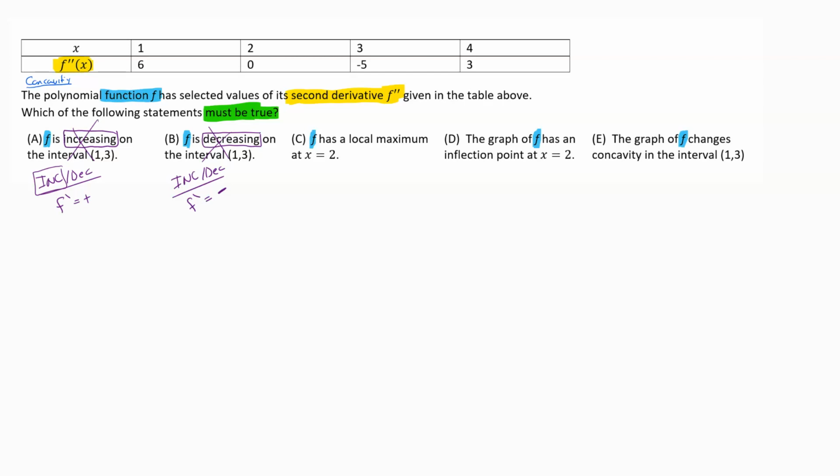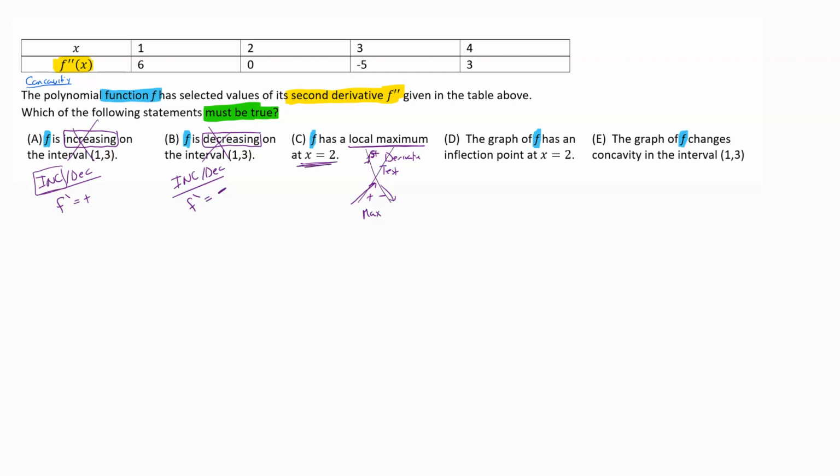Looking at C right now, f has a local maximum at x equals 2. When I talk about local maxes and mins, my first thought is again first derivative, because when we do that, we have the thing called the first derivative test, where if the graph is headed up and positive and down and negative, then we'd be looking at a max in that situation. So we again don't have any of that first derivative data, so that can't tell me the local max.